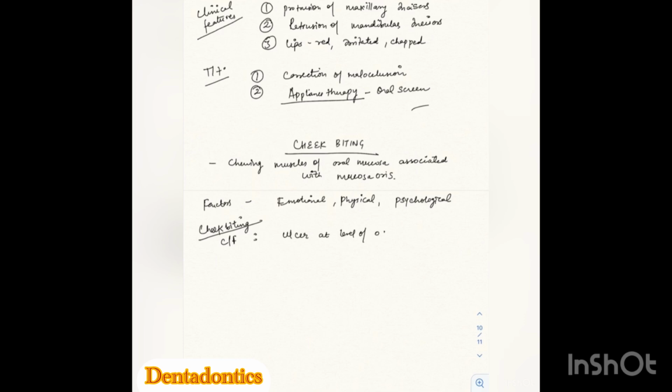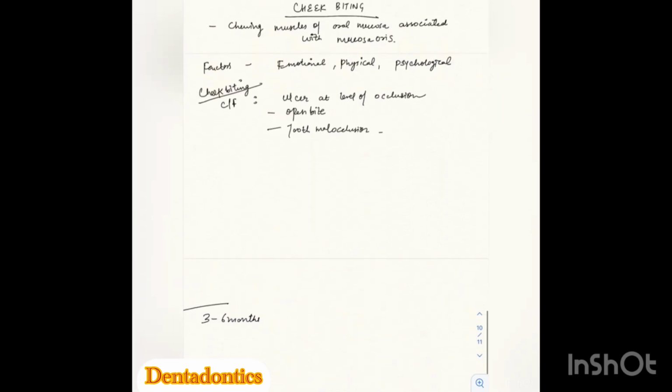So what will be the clinical features associated with it? First, there will be an ulcer at the level of occlusion because of the constant cheek biting. There will be an open bite in that region, and there will be tooth malocclusion.